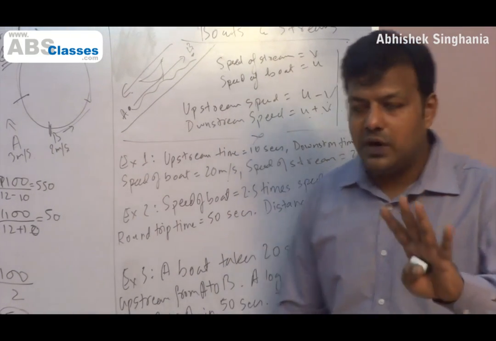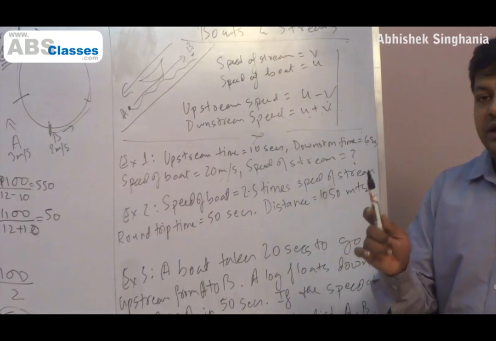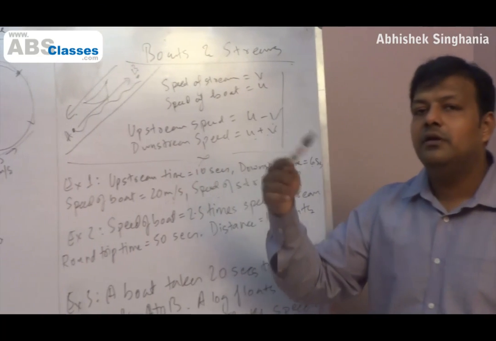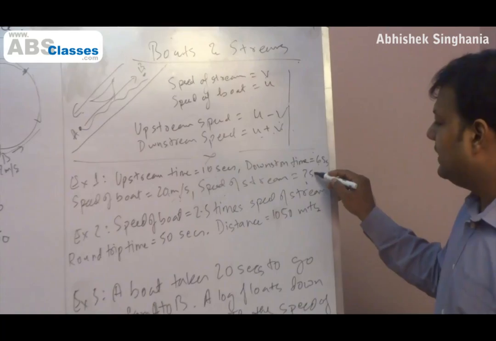8:2 is 4:1. Now they have told us boat is actually 20. Boat to stream was 4:1, boat is actually 20. So stream will be actually 5, so that the ratio is maintained 4:1. So the answer is 5 meter per second.